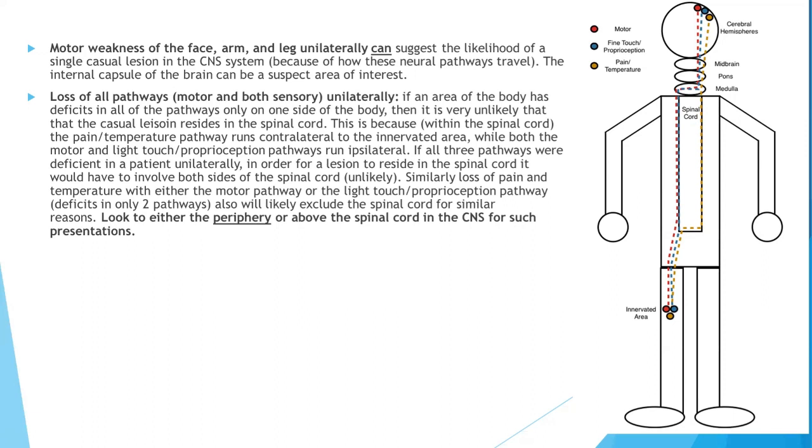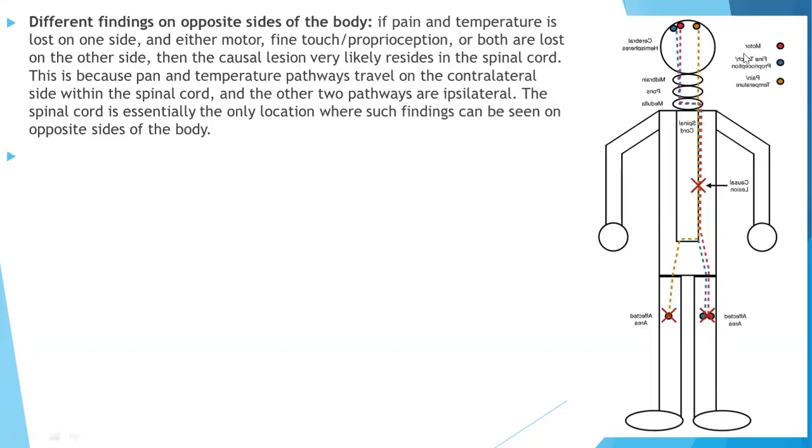Look to either the periphery or above the CNS, or above the spinal cord in the CNS, for such presentation. So if the patient is having both motor and sensory pathways lost unilaterally, then we have to look for it above the spinal cord level. That may be in the pons, maybe in the midbrain, maybe in the cerebral hemisphere itself. So there are different findings on opposite sides of the body.